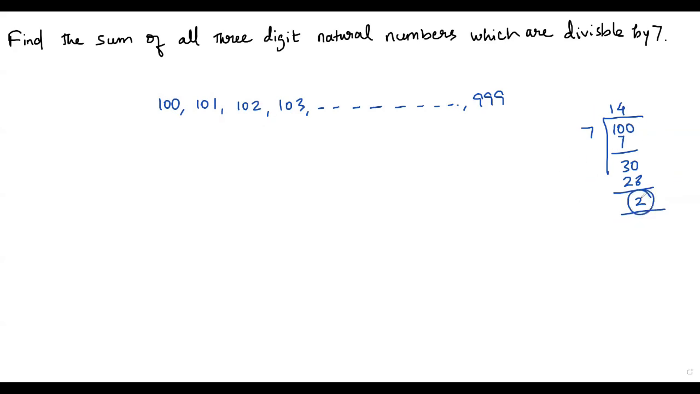So here we got the remainder 2. Now you have to subtract the remainder 2 from the divisor 7. When I subtract 2 from this 7, that is 7 minus 2, I am getting 5. That 5 should be added to this dividend. So when I add 5 to this dividend 100, I am getting 105. So 105 is the first 3-digit natural number which is evenly divisible by 7. So if you want, you can check it out.